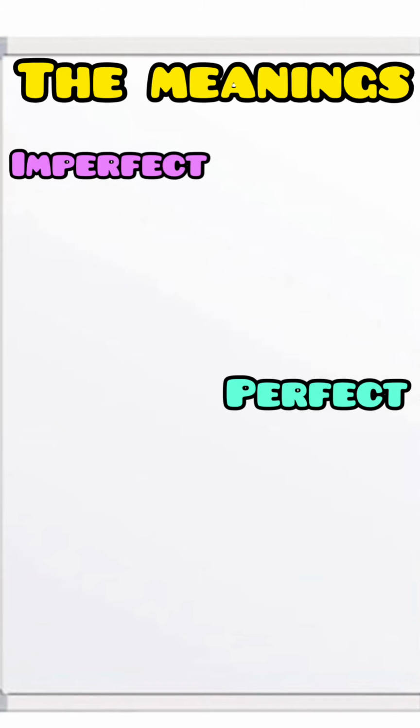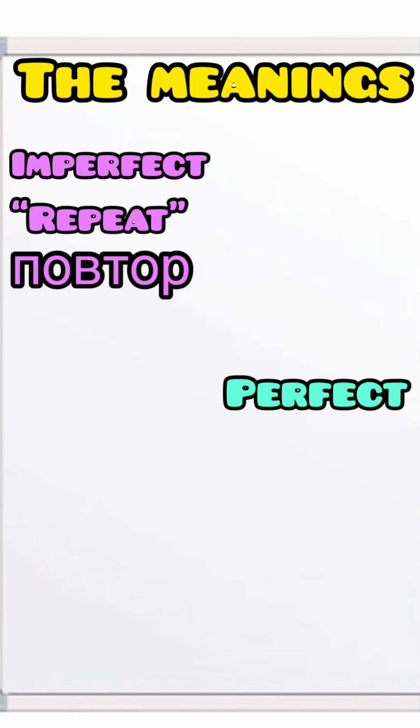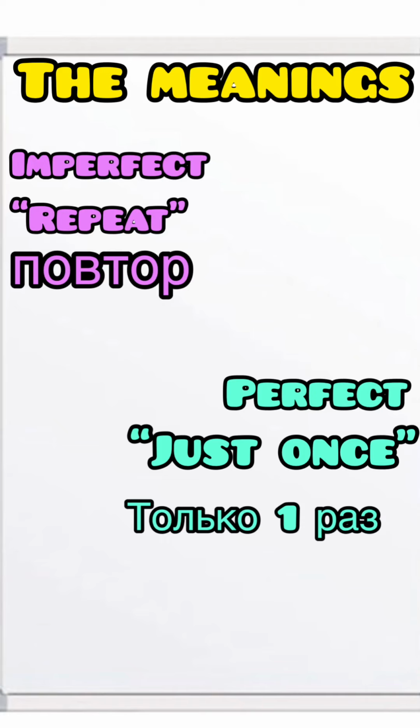The second meaning, repeat, повтор, imperfect verb. So every day, every minute, every moment, maybe often, rarely, sometimes, seldom, never, always, from time to time, it is for imperfect verb. Perfect, just once. So it means that we did something just one time, or will do something just one time.